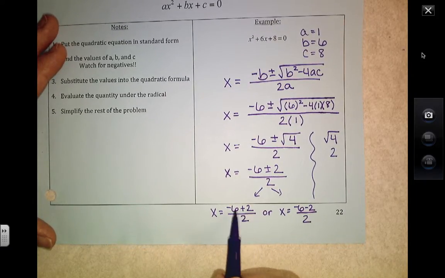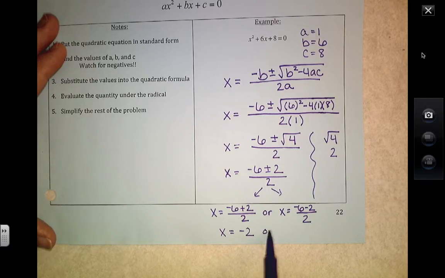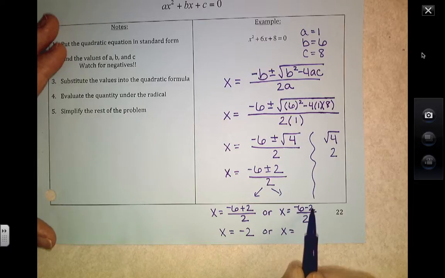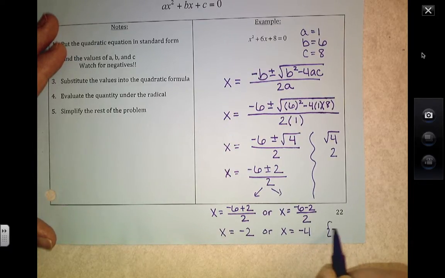Negative 6 plus 2 is negative 4. Negative 4 divided by 2 is negative 2. And negative 6 minus 2 is negative 8 divided by 2 is negative 4. So our roots, which go in squiggly brackets, are negative 2 and negative 4. Now, since we got whole numbers, this means we could have solved this by factoring and would have gotten the same answers.